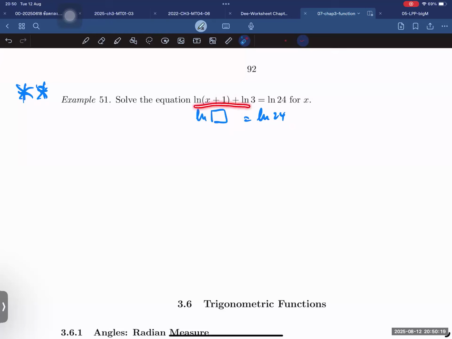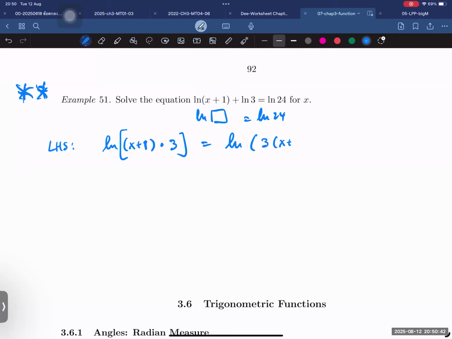Okay, so we use the property of log of a plus log of b. This is log of a times b. So on the left hand side, we're going to get log of x plus 1 times 3. This is log of 3 times x plus 1. The square thing here is going to be this, and this must be the same as 24. So we got 3 times x plus 1 must be 24.